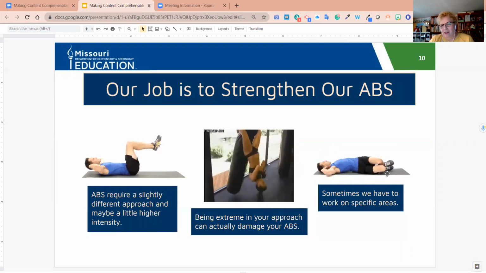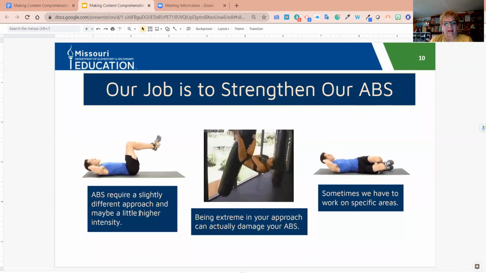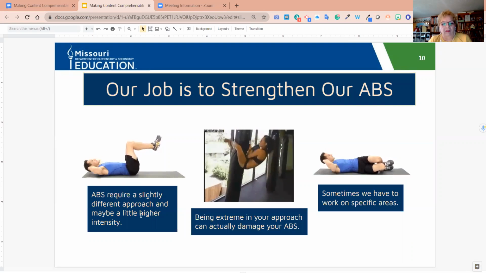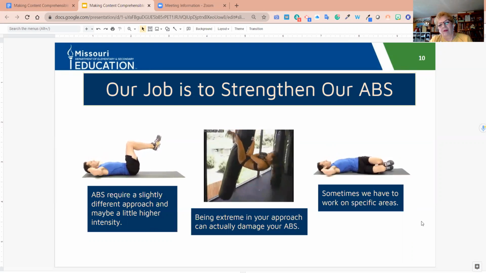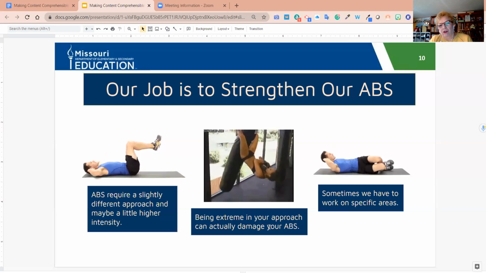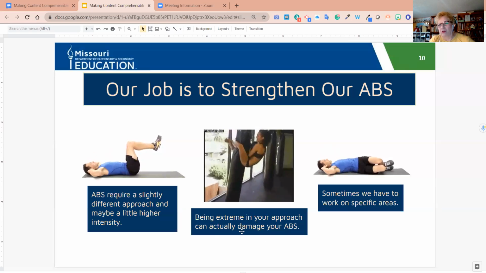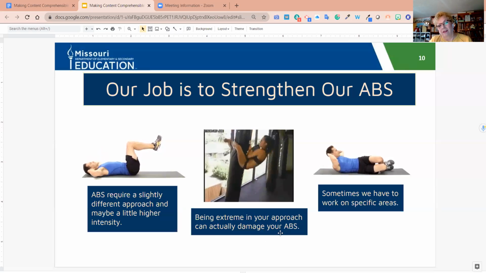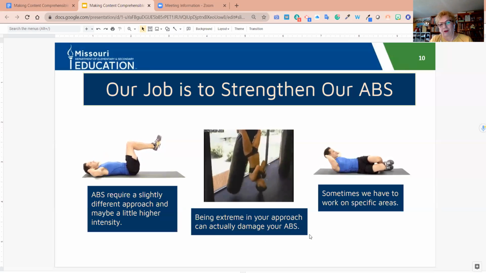So our job is to strengthen our wonderful language learners, and they require a slightly different approach with maybe a little bit more intensity. They have to work sometimes on specific areas, and you have to be extremely careful in your approach, because if you overdo it, you can actually damage what the students are learning and burn them out, stress them out where they don't want to try as hard and learn the language. So you have to be careful in your approach as well.